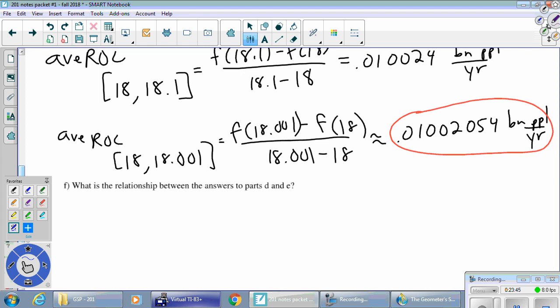So this is just like saying at this one moment in time, at the start of 2018, we're gaining about 10 million people per year. But that changes 2 months into 2018. In fact, it changes a second into 2018. So it's dangerous to predict for too long of a time period.